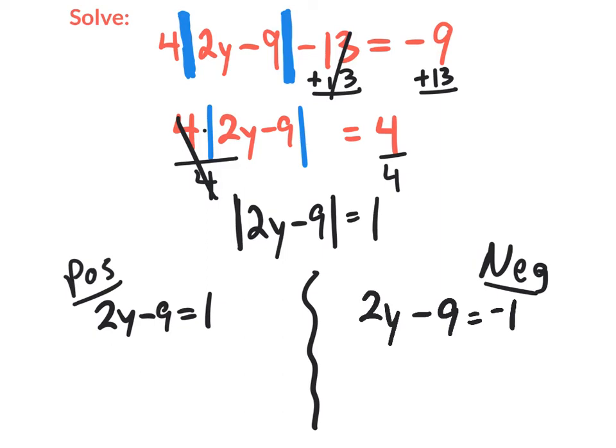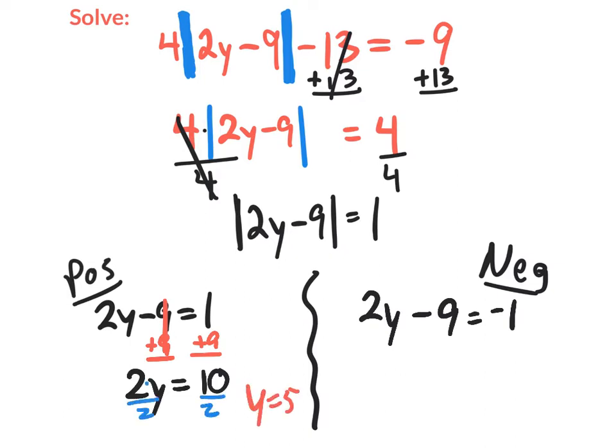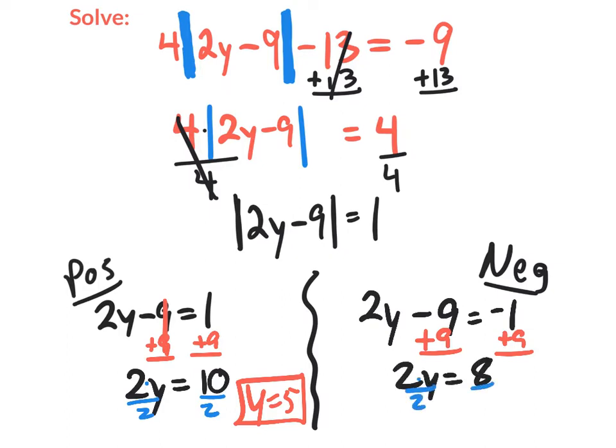On the left equation, we have a plus 9, plus 9. We will have a 2y equaling 10. Final step would be to divide by 2. Divide by 2. We will get an answer y equals 5. That's one answer. And the other one, same deal. Let's add 9 to get rid of that minus 9. We have 2y equaling 8. Final step will be to divide by 2. Divide by 2. Y will equal 4.